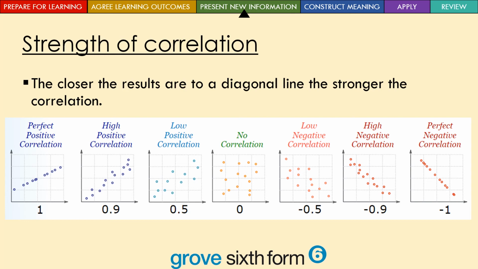Correlation coefficients range from 1 to -1, with, as you can see, 1 indicating perfect positive correlation, -1 indicating perfect negative correlation, and 0 indicating no correlation at all, with any numbers in between showing us the degree at which that correlational strength exists.